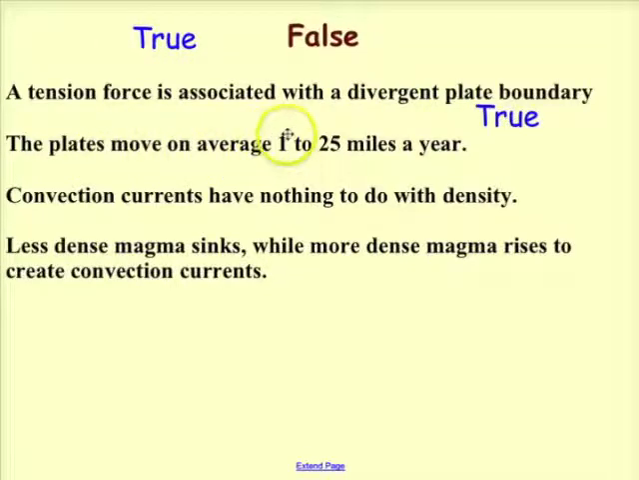The plates move on average 1 to 25 miles a year. False. They move much, much slower than that, approximately at the rate that your fingernails grow. Convection currents have nothing to do with density.